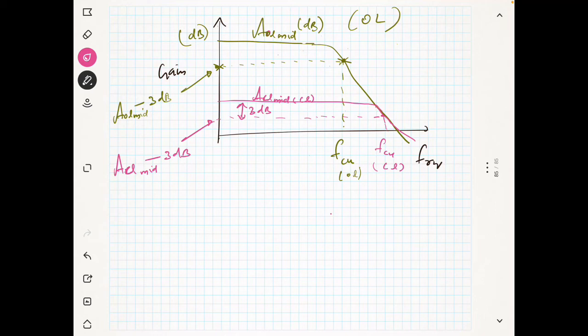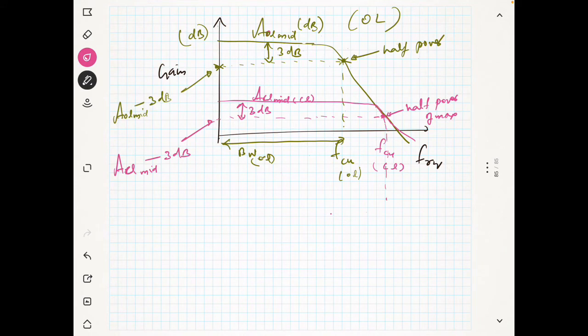It is the point at which the power is half, half power of the maximum value. This is also half power of the maximum value, and this difference is 3 dB. I hope this is clear to you. Now I can say this is my bandwidth for the open loop case, my critical frequency is here, and this is my bandwidth for the closed loop. So with this I finish the notion of the bandwidth in open loop and closed loop.